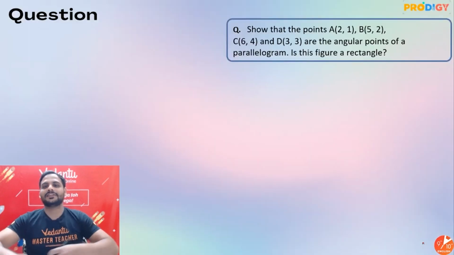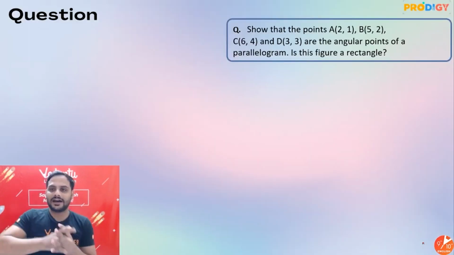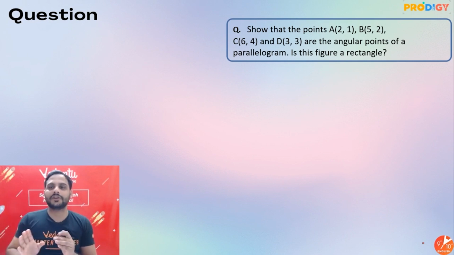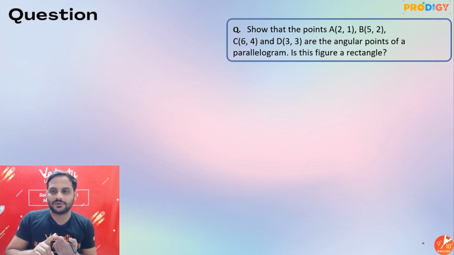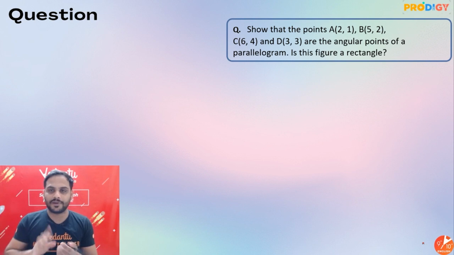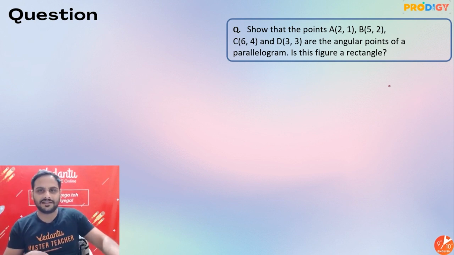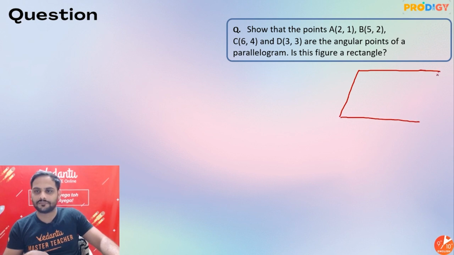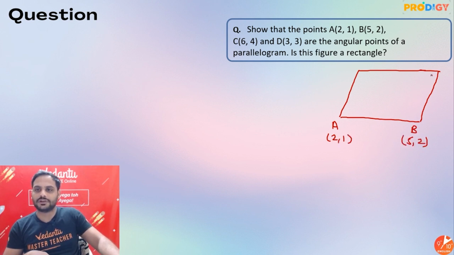Chalo, let's go for the next question, and this is our star question right now. First thing, show that the points A, B, C, D are the angular points of a parallelogram. Angular point means vertices. They are the vertices of a parallelogram. Is this figure a rectangle? है ना? So let's say कि भाई this is A, B, C, D. We don't know. Let's say, है ना? So A is 2,1, B is 5,2, C is 6,4, and D is 3,3.